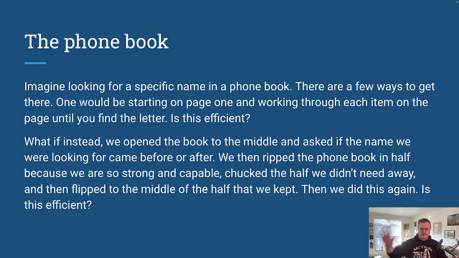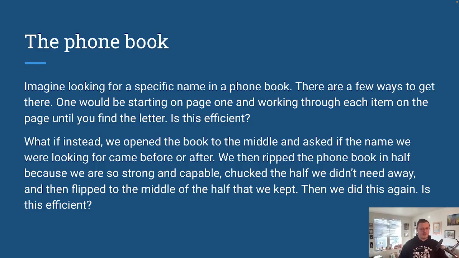This is just, again, another review of how algorithms and Big O notation work. We're going to see this in a moment. You're looking for a specific name in the phone book. There are a few ways to get through there. One would be starting on page 1 and working through each item on the page until you find the name you're looking for.